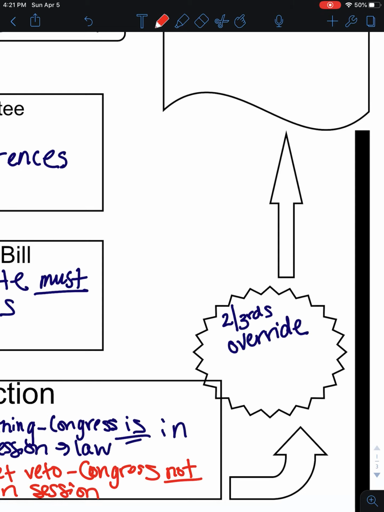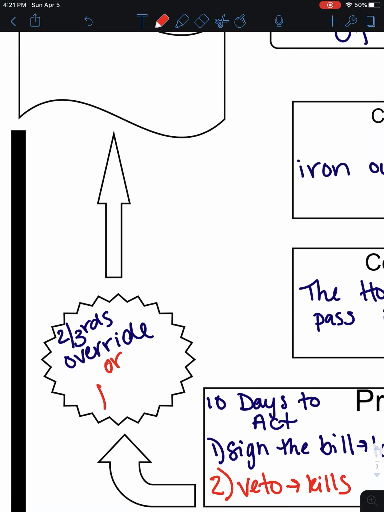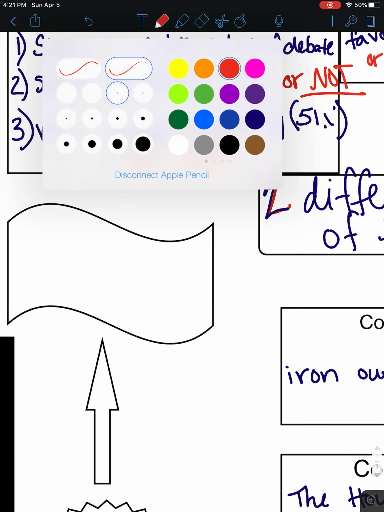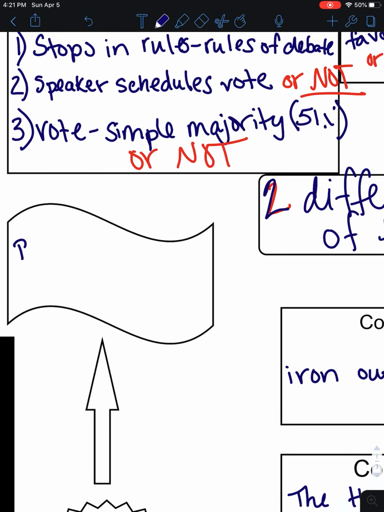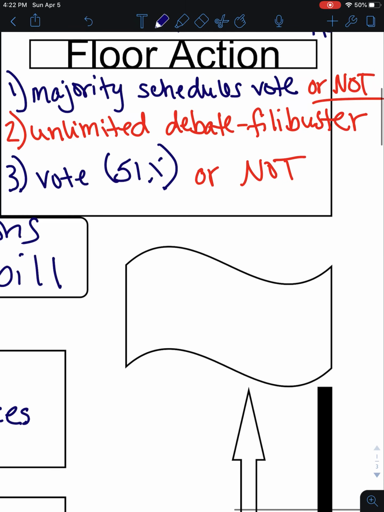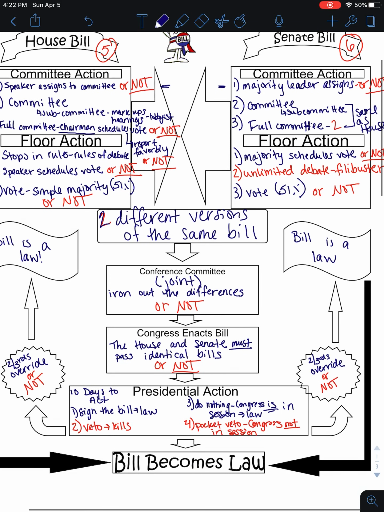It doesn't happen often because it's embarrassing for the president if Congress overrides. So if the president knows that Congress will override, then most of the time the president will just sign the bill to spare embarrassment. So what happens if they don't get that 2/3 override? That bill dies. But let's say that the 2/3 override does happen, then that bill is a law. Okay? So if it makes it through all of that, you get those 2/3, then the bill becomes a law.